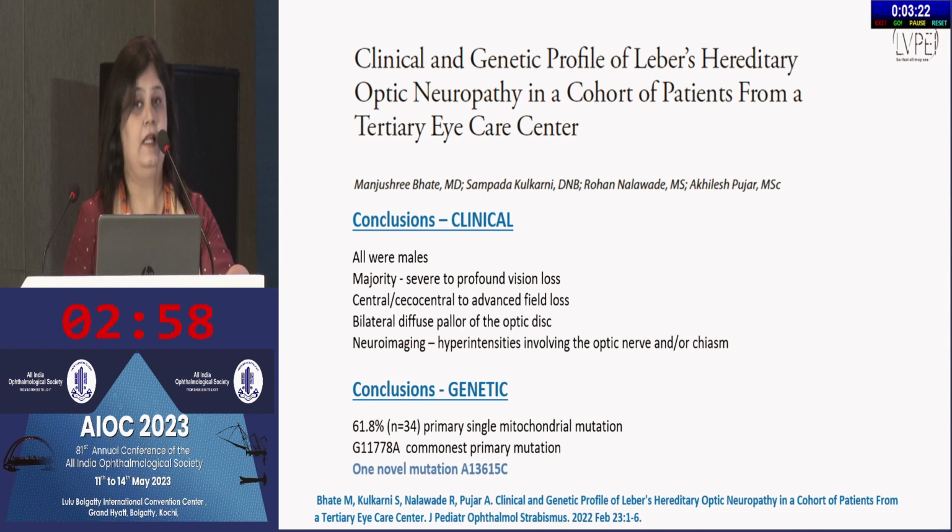So this was another study which we published in JPOS, which looked at the clinical and genetic profile of Leber's hereditary optic neuropathy. In our patients, all of them were males. They had severe to profound vision loss with a central and centrocecal scotoma and diffuse bilateral pallor of the optic disc. Most of them had a primary single mitochondrial mutation, of which 11778A was the commonest. We also identified one novel secondary mutation within our cohort.